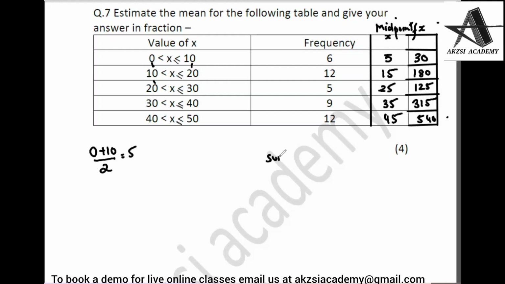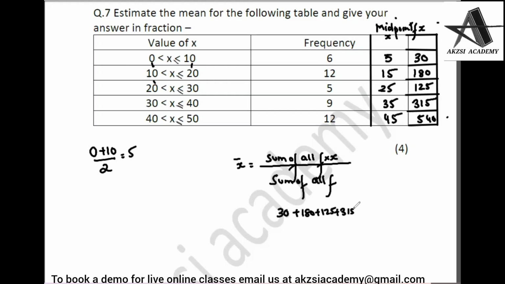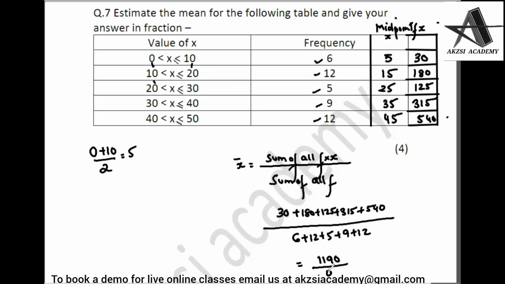Now, the sum of all f times x divided by the sum of all f, that is your estimated mean. So the sum of all fx's, that means 30 plus 180 plus 125 plus 315 plus 540, divided by the sum of all f, all the frequencies that you can see here, add them up: 6 plus 12 plus 5 plus 9 plus 12. Finally, the answer will be 1190 over 44. Either simplify it further or just leave it like this.